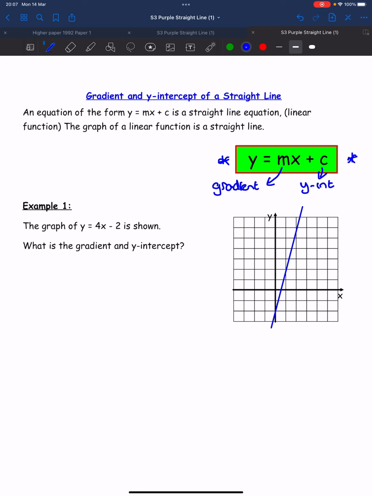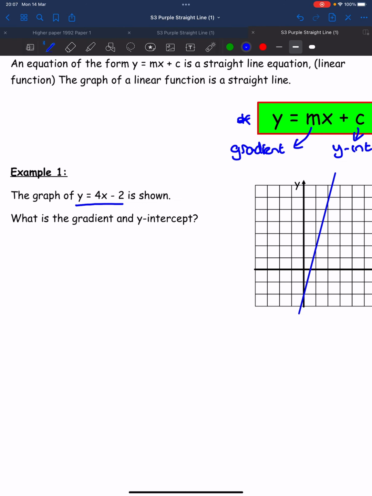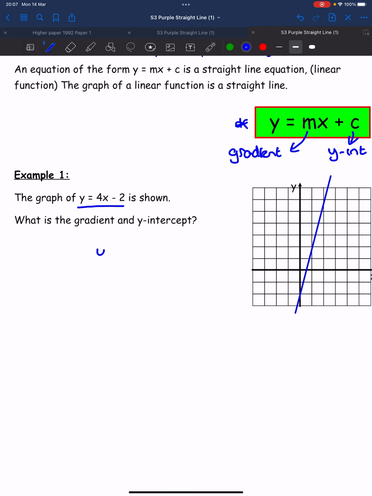In example 1 here, we have an equation of a straight line which is y is equal to 4x minus 2. Now, I can easily find the gradient and y-intercept of this because it is in the format of y is equal to mx plus c. So the m value is the number that multiplies the x. The c value is the number that stands on its own. So the m value is equal to 4, so that's the gradient of 4. And the c value is equal to minus 2. So therefore, it cuts the y-axis at 0, minus 2.